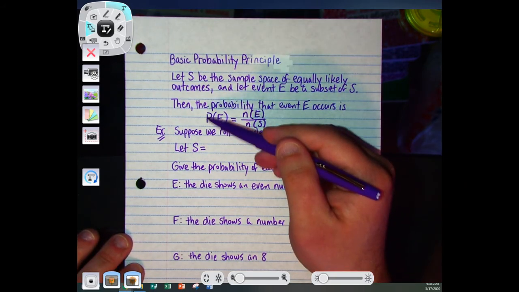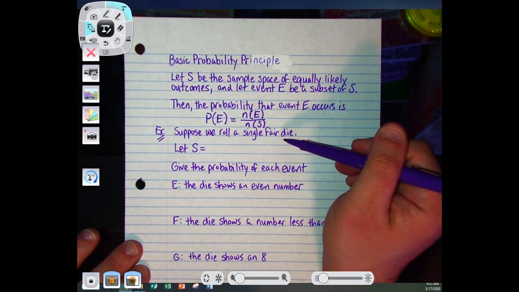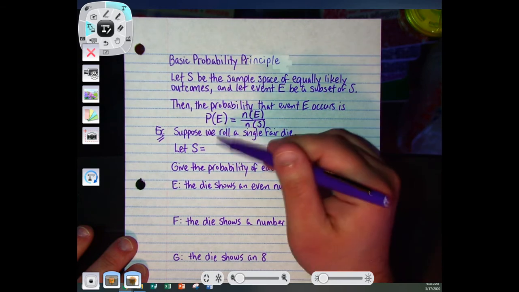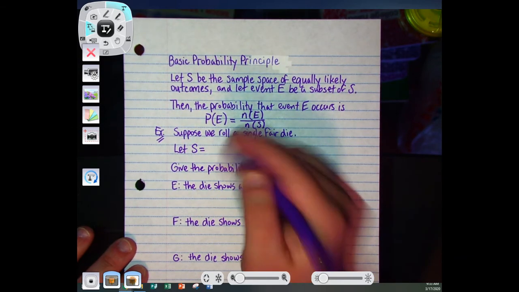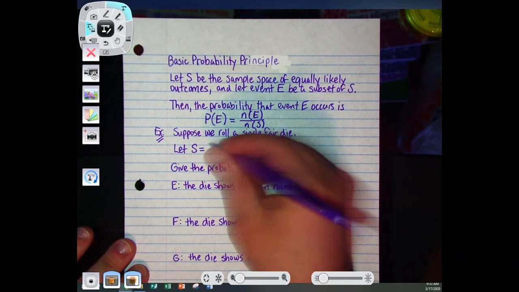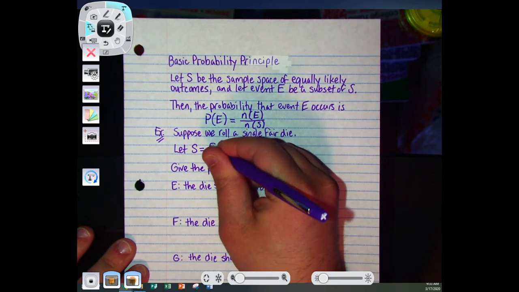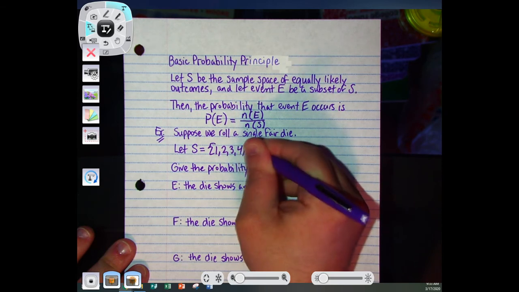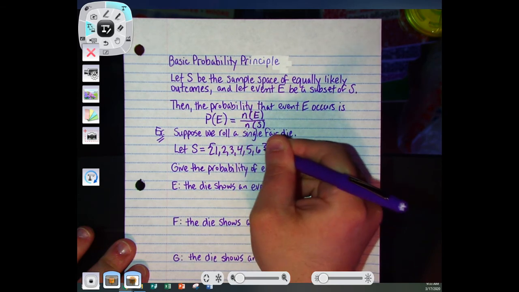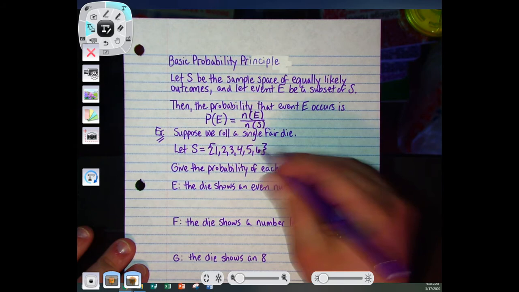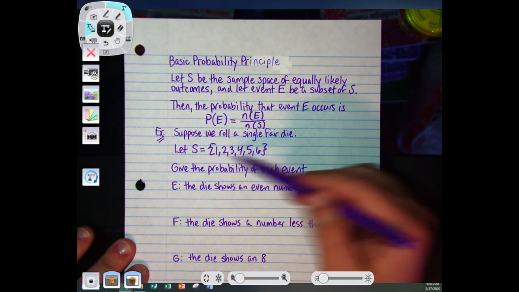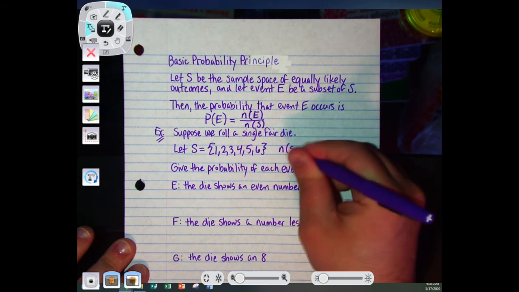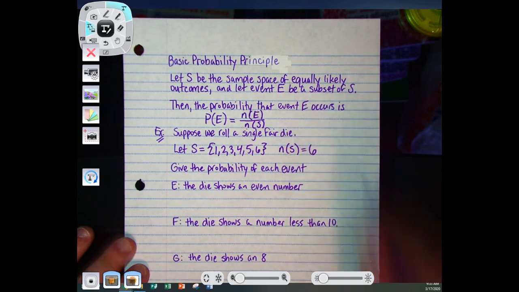So for example, if we roll a single fair die, okay, we have to include the word fair. We don't want loaded dice. We don't want cheaters. So S, our sample space of that six-sided fair die, would be 1, 2, 3, 4, 5, 6. So in this case, because our sample space contains six different outcomes, N of S would be equal to 6.